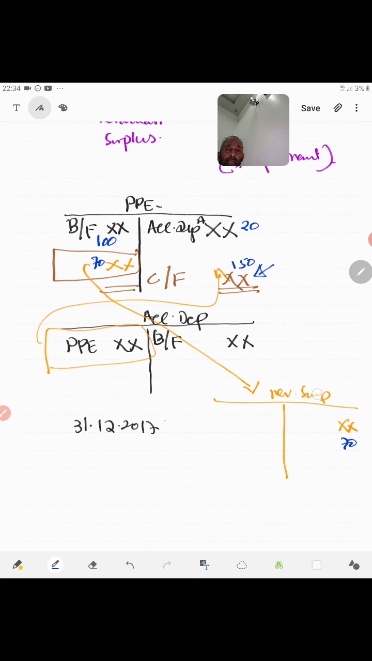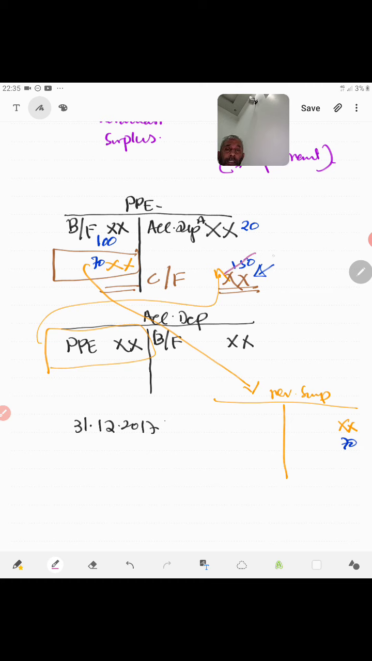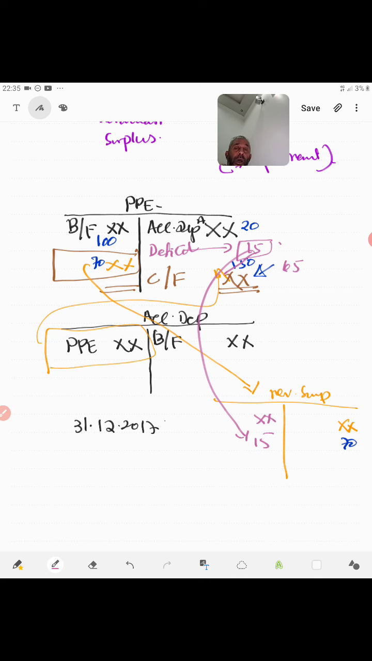But in a different situation, if you think that this is 65 for example, now if this is 65, 100 minus 20 is 80, and this 65, then we will have a 15 difference. Now this 15 is known as deficit. So that deficit will be taken here as a debit. So you may either have a surplus, which would have a credit in the revaluation surplus account, or a deficit, which will have a debit in the revaluation surplus account.